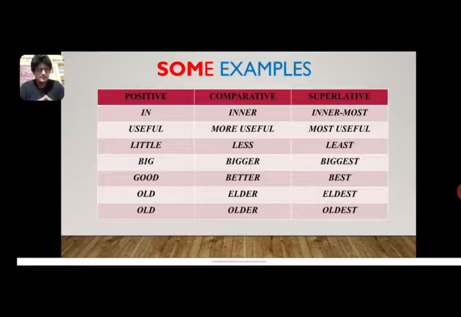The second says useful, more useful, and most useful. Little, less, least. Big, bigger, biggest. Good, better, and best. Old, elder, eldest, and then old has got another way to use its comparative and superlative, that is older and oldest.